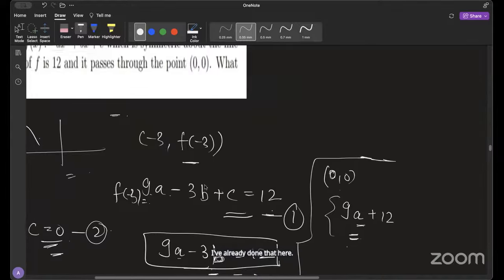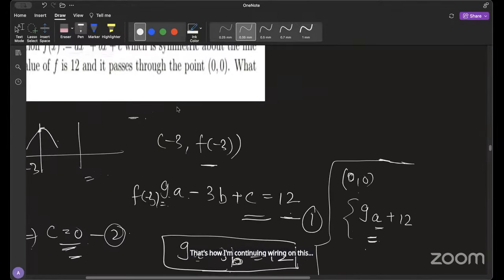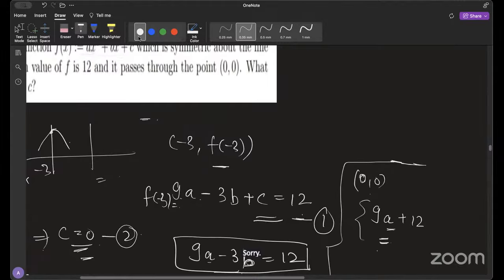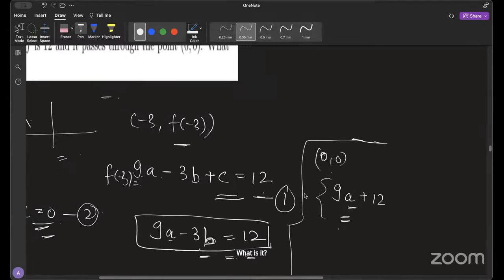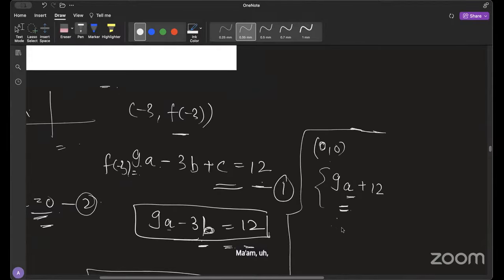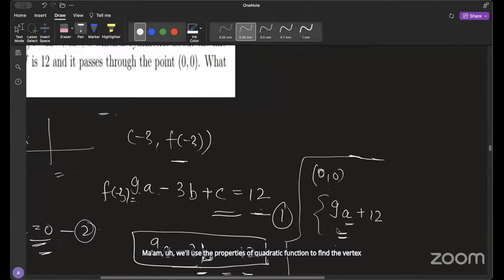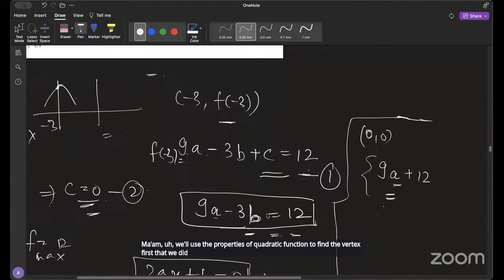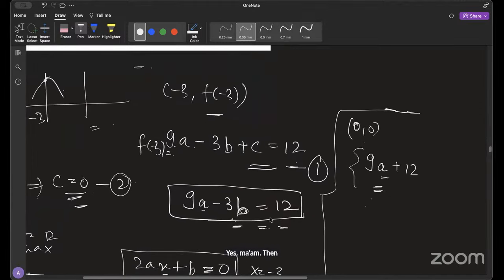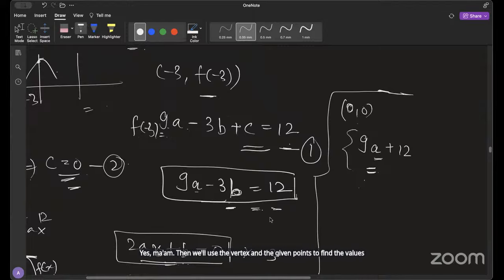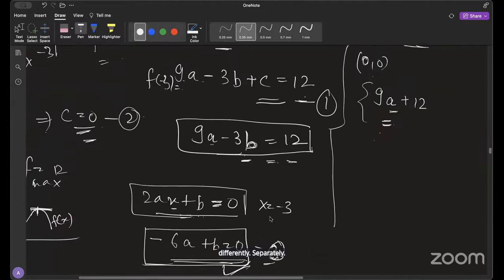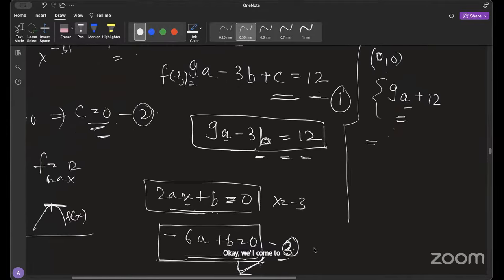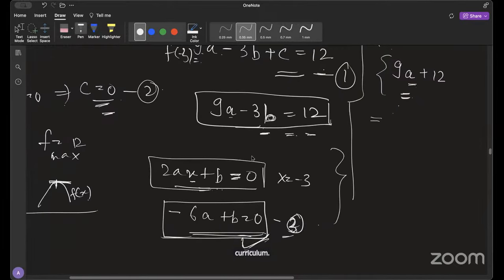Okay, ma'am, continue. Sorry, were you offering some other approach? Yes, ma'am. What is it? Ma'am, we'll use the properties of quadratic function to find the vertex first, that we did. Then we'll use the vertex and the given points to find the values of a, b, and c separately. Okay, we'll come to your approach once we're done with this approach. Is it fine? Yes, ma'am. Sorry to interrupt.